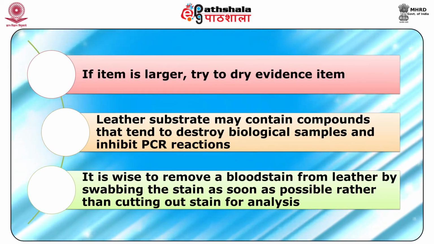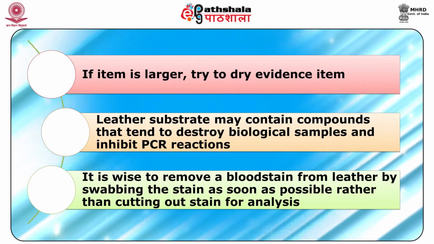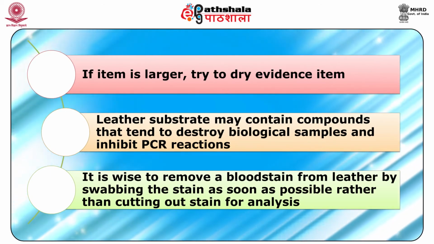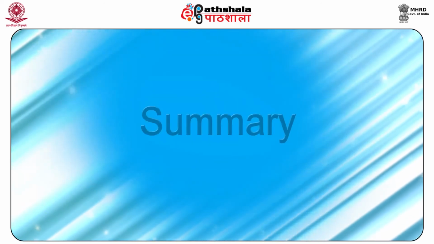Certain plant material and soil are examples of other materials that might need to be separated from biological samples as soon as possible.